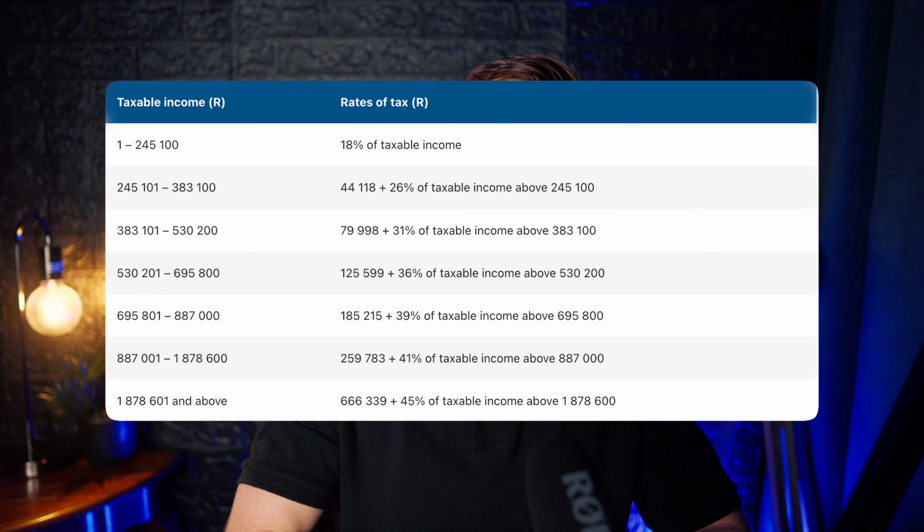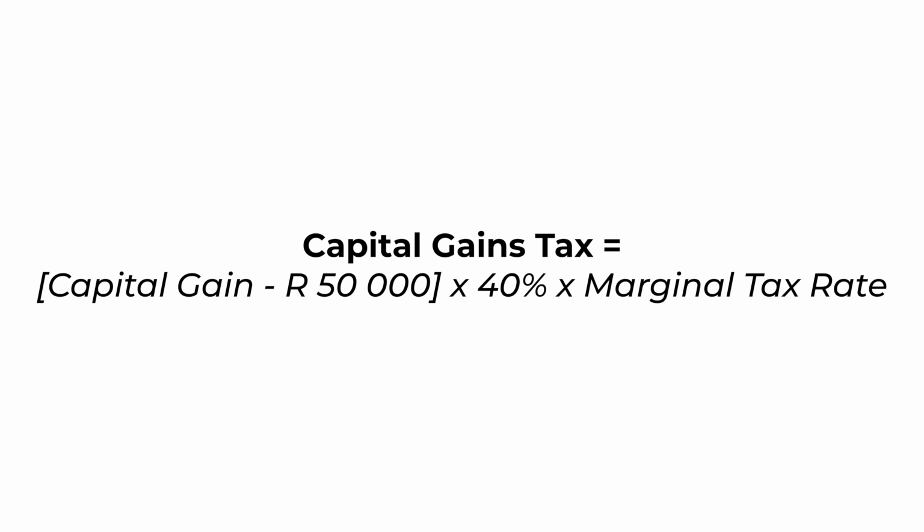So how does this happen? Interest in a normal taxable investment is taxed according to your marginal tax rate, which ranges from 18 to 45% once you've exceeded the annual interest tax exemption of 23,800 Rand if you are under 65. Capital gains in normal taxable investments are taxed by multiplying your marginal tax rate by 40% once you've exceeded your 40,000 Rand capital gains tax exclusion.